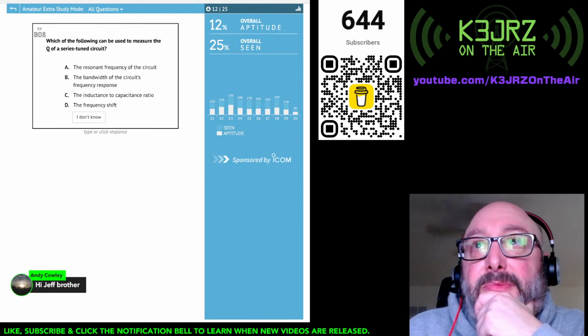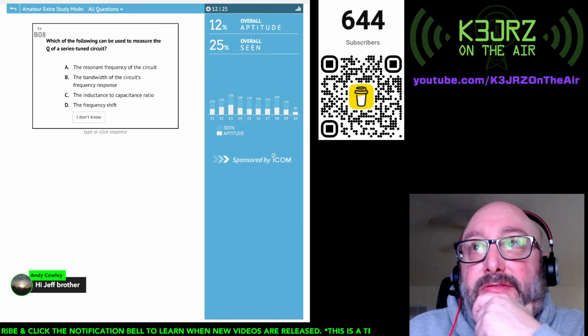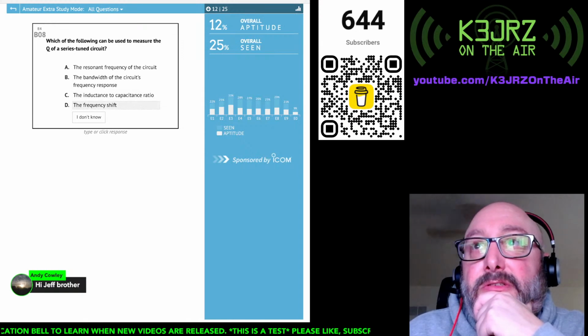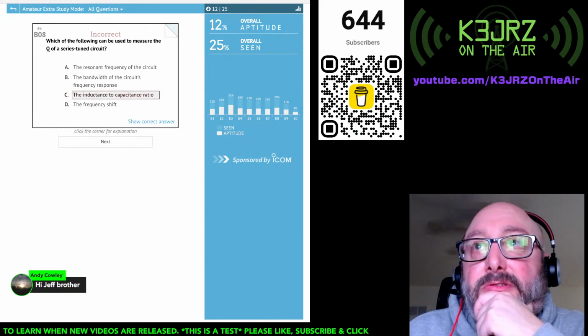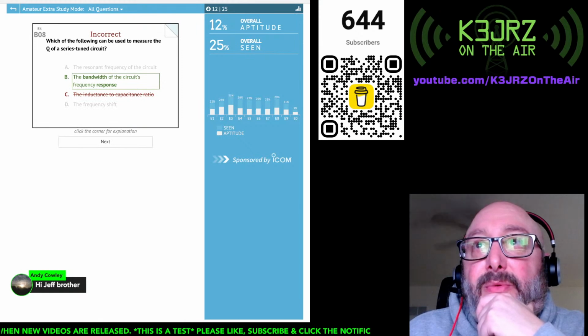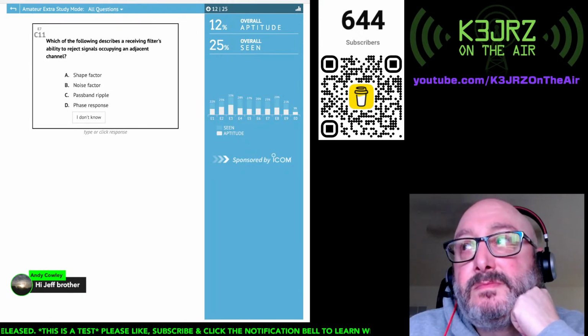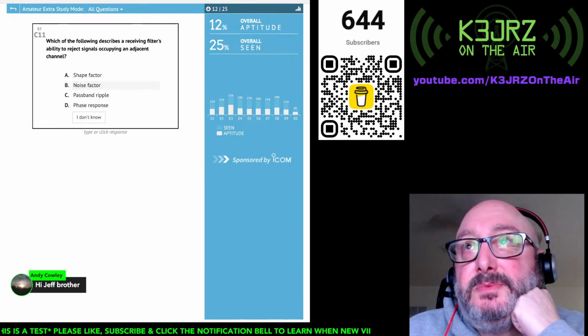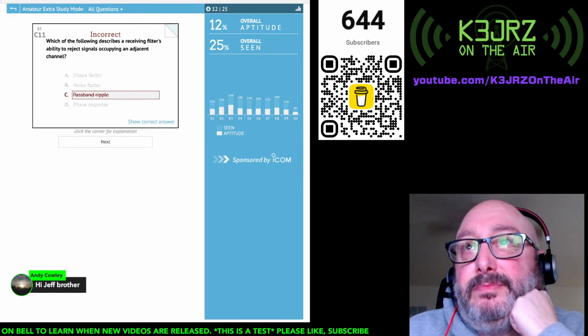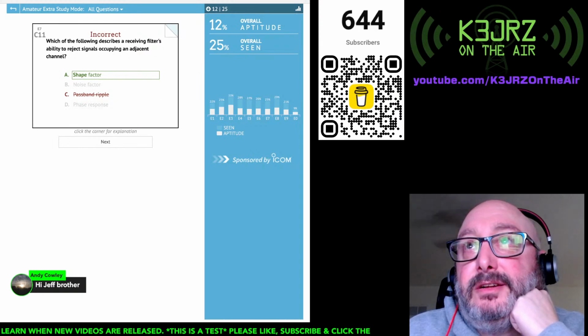Which method can be used to measure the Q of a series tuned circuit, the resonant frequency of the circuit, based on the circuit response? Oh! No. The bandwidth of the circuit. I kind of knew that. What describes the receiving filter's ability to reject signals occupying an adjacent channel? Shape factor. I think I saw that earlier.